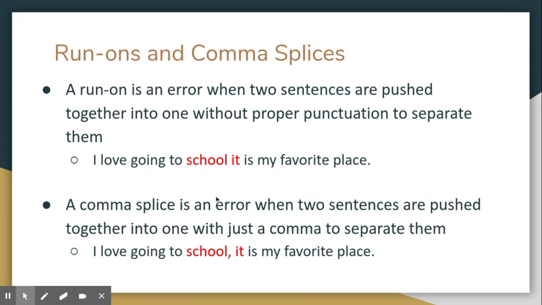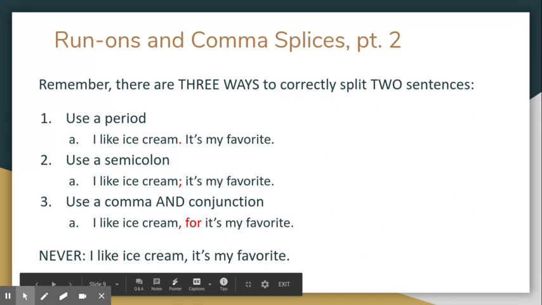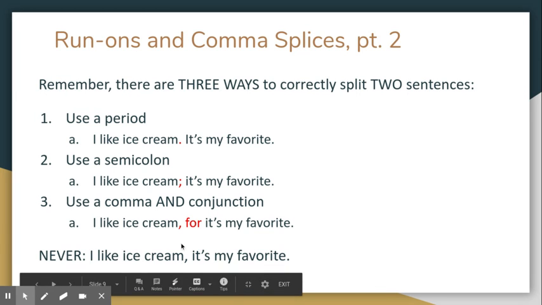A comma splice is almost the same thing, except you connect them with a comma, which is also wrong. I love going to school. It is my favorite place, but we can't just use a comma there. There are 3 ways to correctly split 2 sentences. 1, use a period. 2, use a semicolon. 3, use a comma and conjunction. But never, ever just a comma.